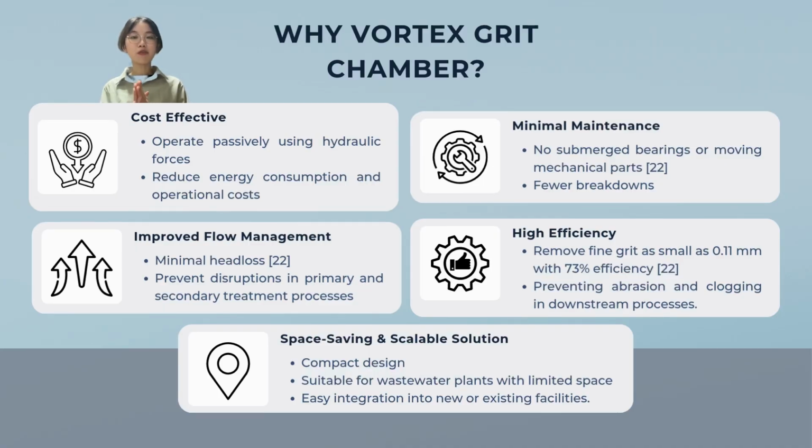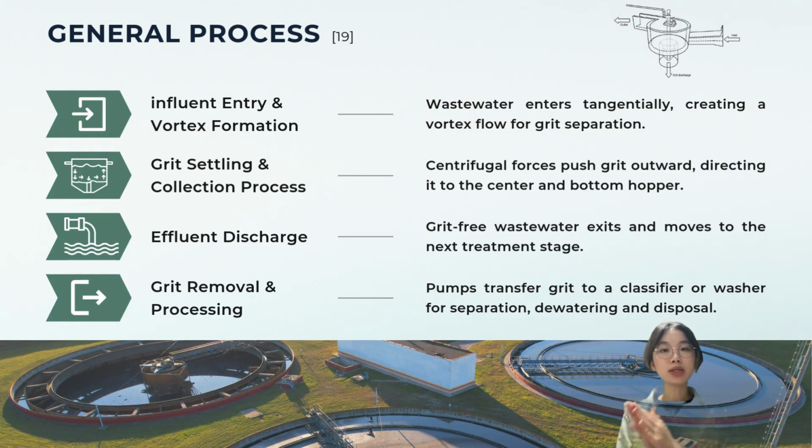So, why do we use it? First, it is cost-effective, operating passively with low maintenance. It is also highly efficient, removing fine grit up to 0.11 mm with 73% efficiency, and is space-saving due to its compact and scalable design. But how does it work? The wastewater first enters tangentially, creating a vortex that pushes grit to the bottom for collection. The grit-free water is then discharged, while collected grit is transferred for dewatering and disposal.